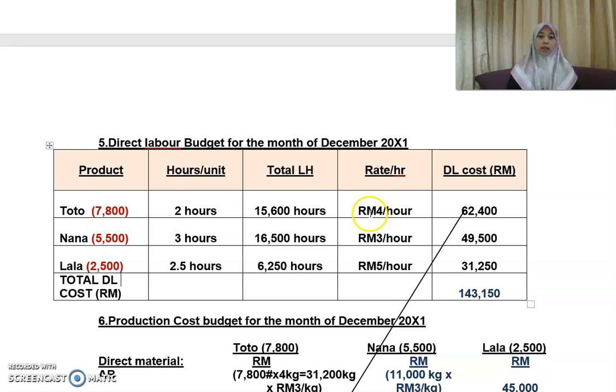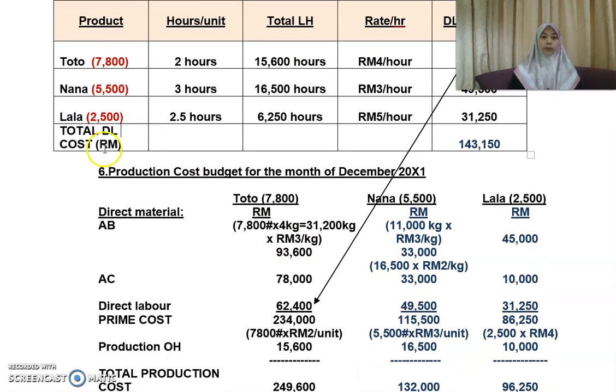How much is the rate? So you are paying 4 ringgit per hour. So if the rate is 4 ringgit per hour and you require 15,600 hours, that will be 15,600 times 4, you will get 62,400. So you do the same thing for Nana and Lala. So you will get the total direct labor cost, you add all these 3, you will get 143,150. That is your direct labor budget. Okay. Last one, you prepare the production cost budget.